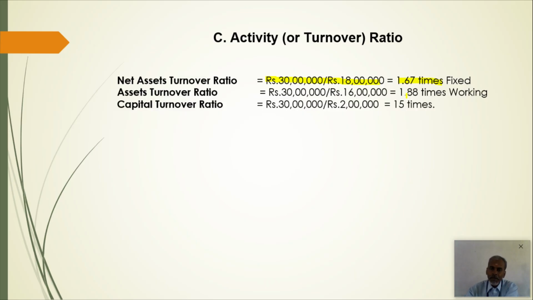And it varies from industry to industry. Certain industries will demand at least 4 times, right? So basically 1 time is good, but you should know the industry standards for each ratio. And in capital turnover ratio, it is 15 times, right? And as said by me, in certain industries it is high, and in certain industries it is low. Times is how the activity turnover ratios are expressed, right?